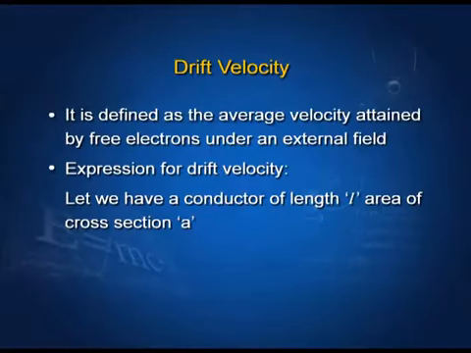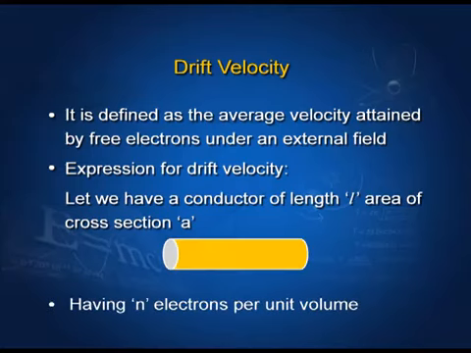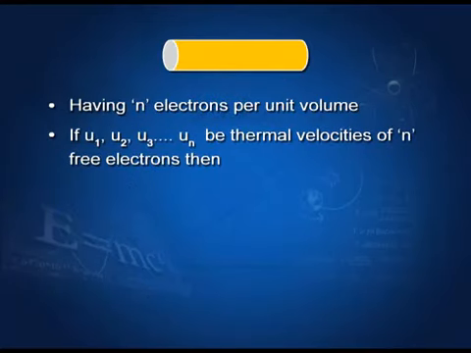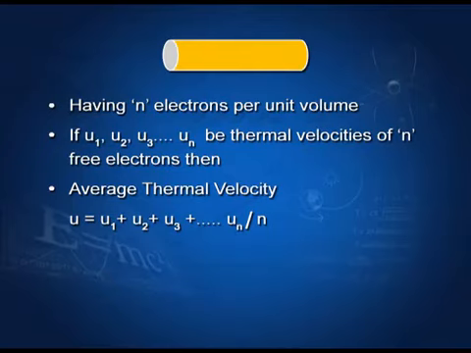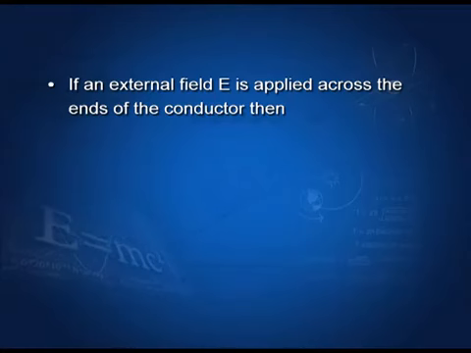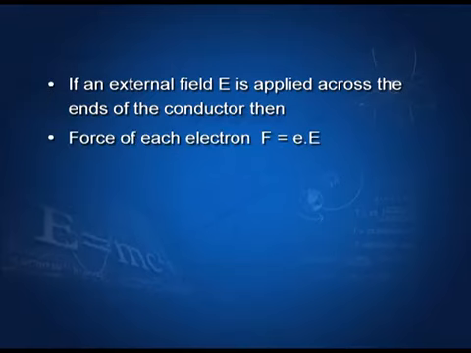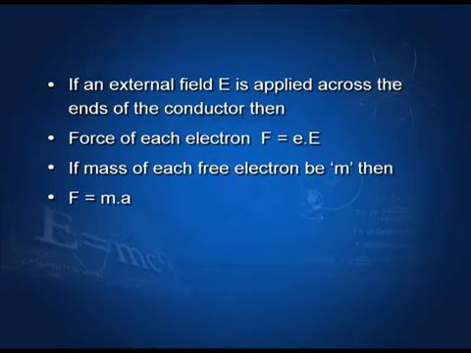Let we have a conductor of length L, area of cross section A, having n electrons per unit volume. If u1, u2, u3, ..., un be the thermal velocities of n free electrons, then average thermal velocity u equals u1 plus u2 plus u3 and so on up to un, divided by n. If an external field E is applied across the ends of the conductor, then force on each electron F is equal to e, the charge of the electron, multiplied by the electric field E. If the mass of each electron be m, then F equals ma.